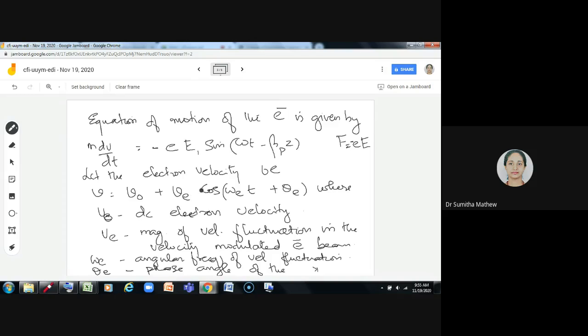So V is equal to V0 plus VE into cos (omega E t plus theta E), where V0 is the DC component, the initial DC electron velocity. Then small VE is the magnitude of velocity fluctuation in the velocity modulated electron beam. Omega E is the angular frequency of velocity fluctuation, and theta E is the phase angle of the fluctuation. All these things are given, we assume. So this is the equation for the velocity modulated electron beam, which is the sum of the DC electron velocity plus the AC, or fluctuating, component.